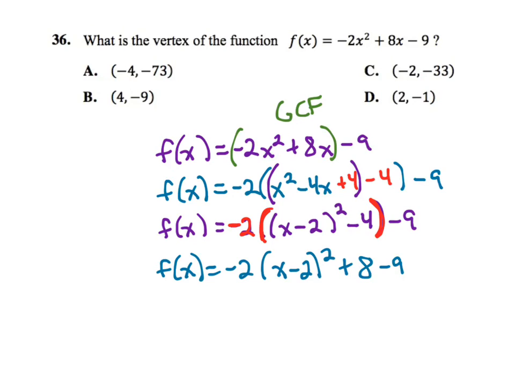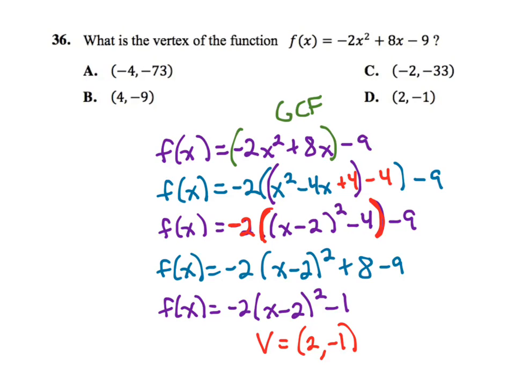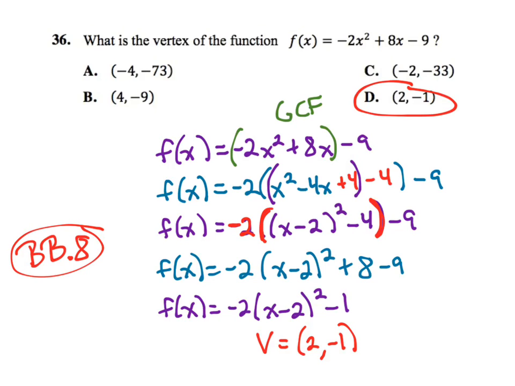Okay? And now I can just simplify. F of x equals negative 2 times x minus 2 squared minus 1. There we go. There's my h, then k. Remember, h is the opposite of what it looks like. So my answer is D. To practice this, you could do BB8.